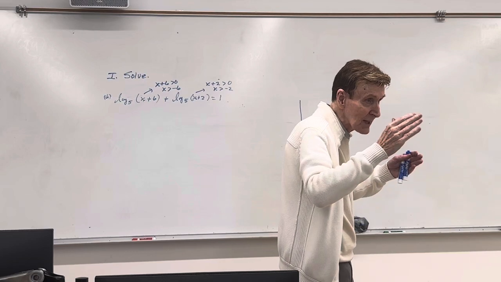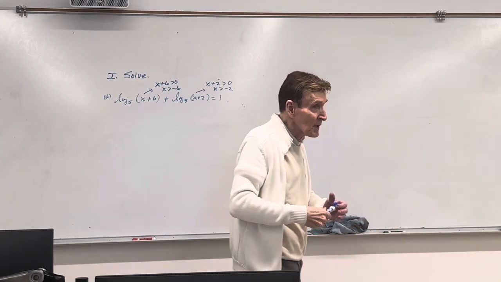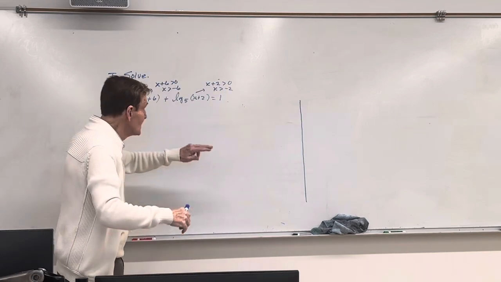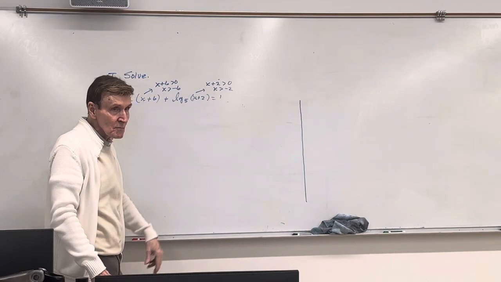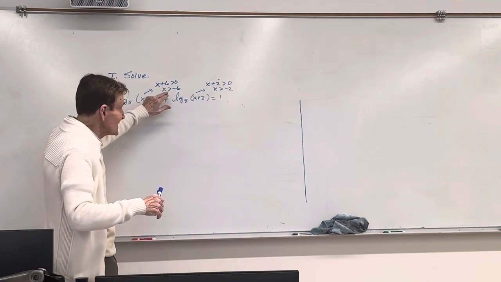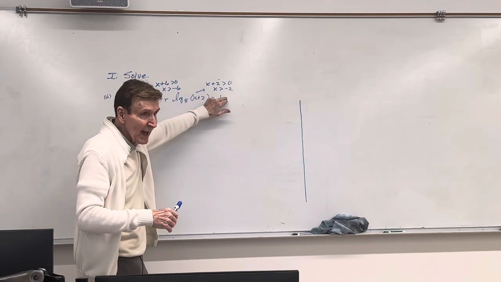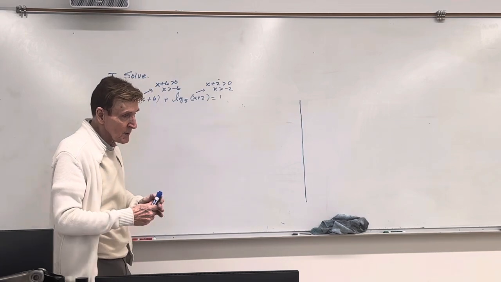Those are the x's I can use. If I solve this and I get an x that will not satisfy these conditions, I must reject those answers. So when I finally get the answers, I have to go back and check: is that answer greater than negative 6? And is the answer greater than negative 2? It's got to satisfy both, then we'll be able to accept it.